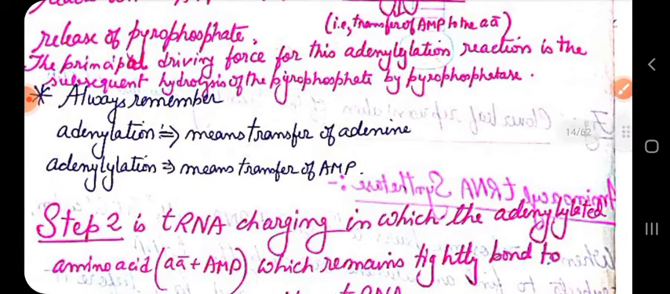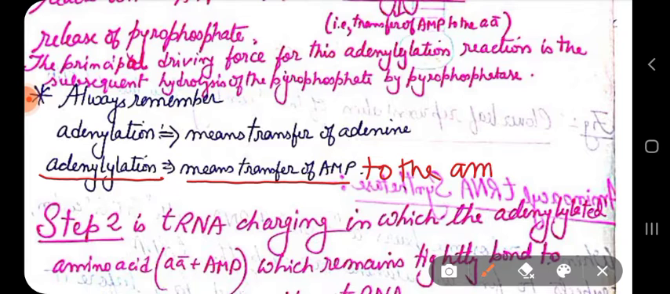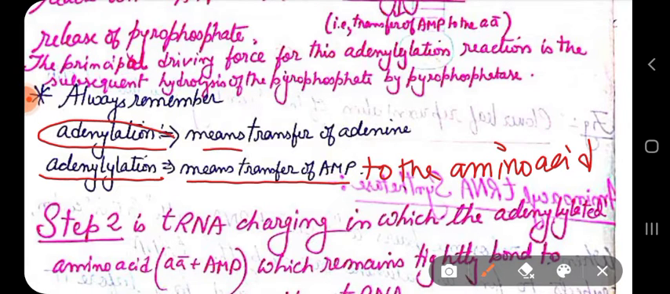Always remember these words: adenylation means transfer of AMP to where? To the amino acid. Transfer of AMP to the amino acid, whereas adenylation, if spelled that way, would simply mean transfer of adenine. So that is a wrong word. If you mean adenylation, you have to say adenylation, meaning transfer of AMP to the amino acid to become adenylated.